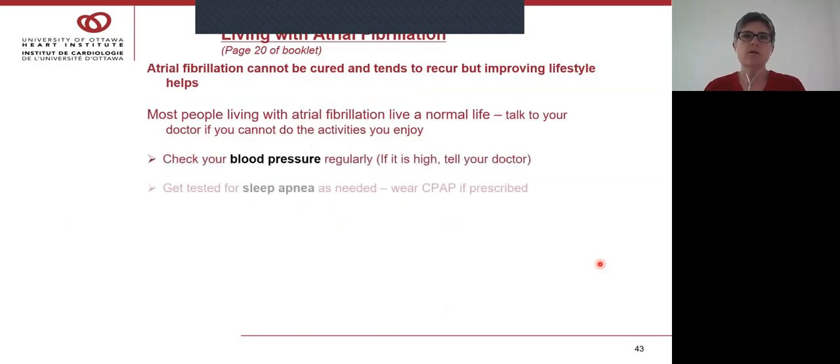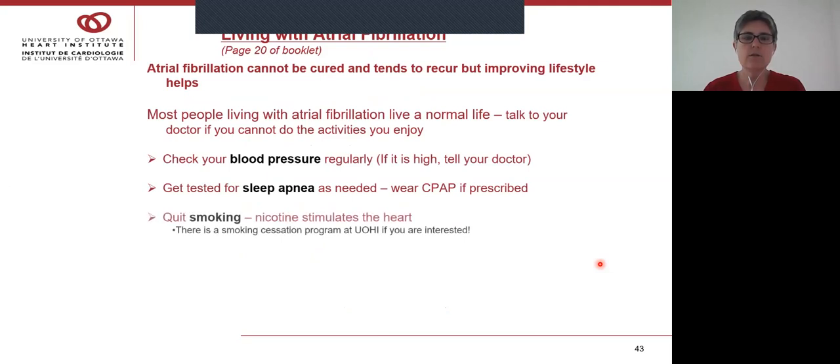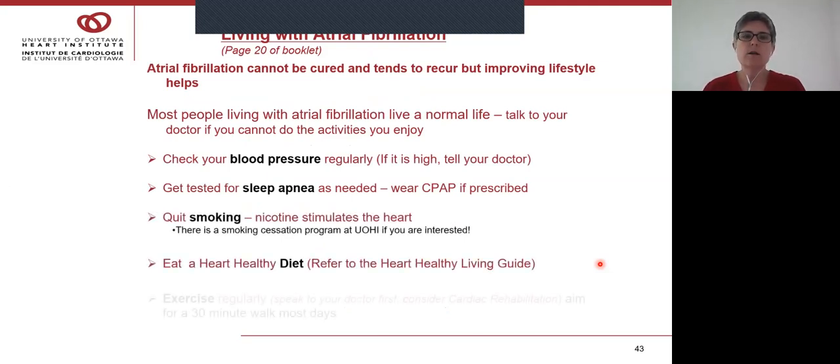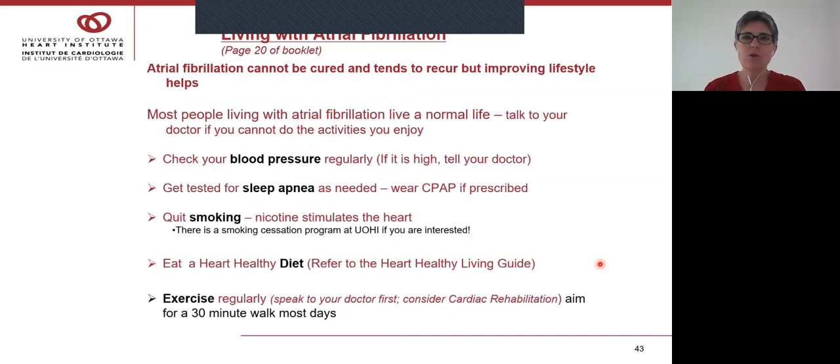Many of these things we've looked at already because they're those modifiable risk factors. And if you're that person who falls in the category of not having any of these risk factors, you may fall into the category we call lone atrial fibrillation. But for most of our population, we know keeping your blood pressure under control, getting tested for sleep apnea if appropriate, and wearing your CPAP if prescribed. If you smoke, quitting smoking can help. The nicotine is a stimulant. Anything you do for your heart's good for your AFib.